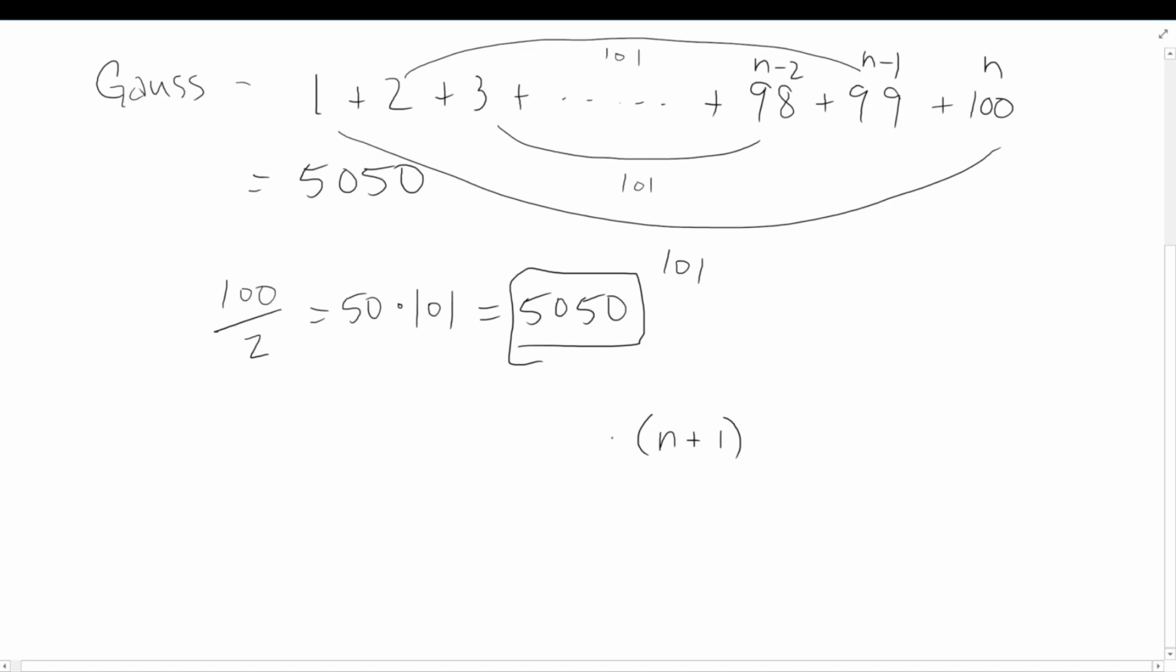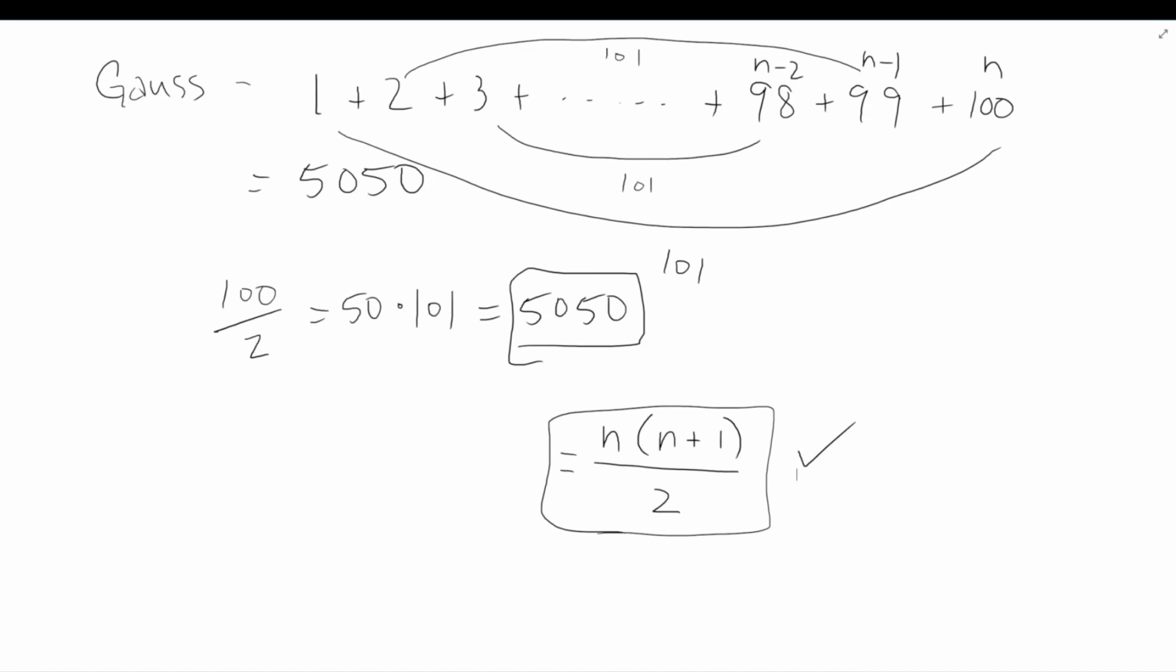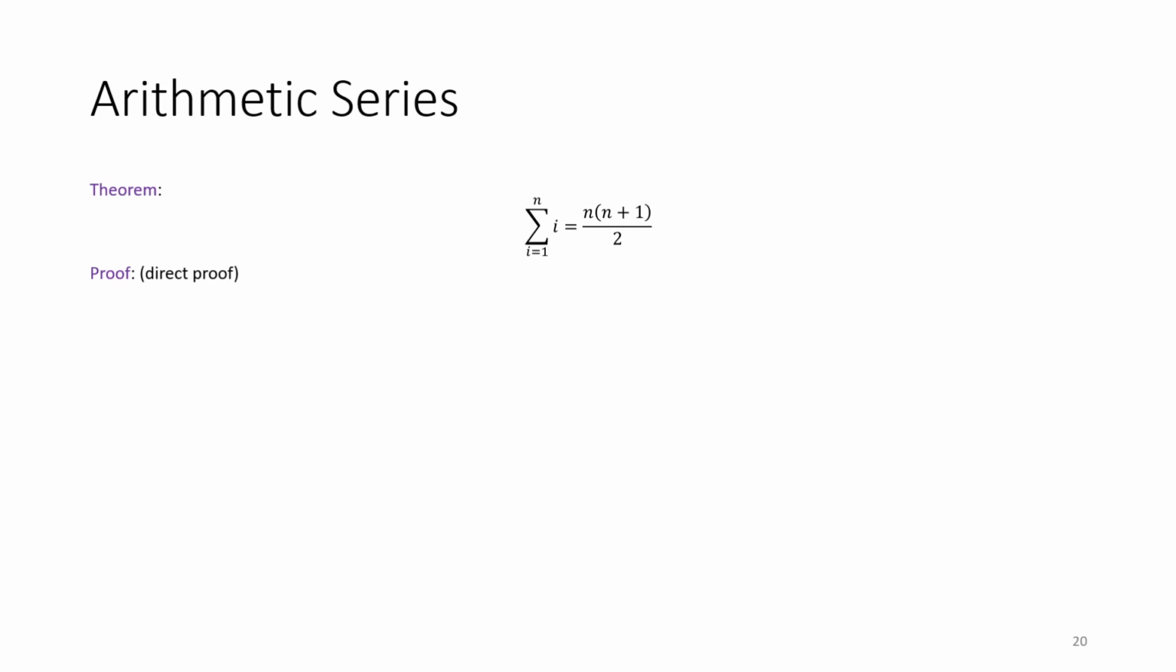So how many such pairs are there? Well, there would be n over 2 pairs, which is exactly the formula that we had come up with earlier, that we had proven with induction. So indeed, see, there's my check mark confirming I've got it right. Indeed, it looks like Gauss has indeed got it correct.